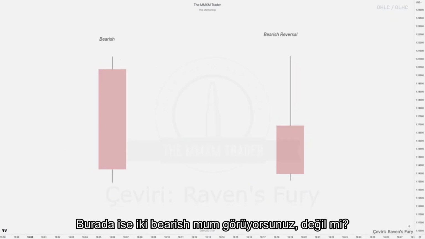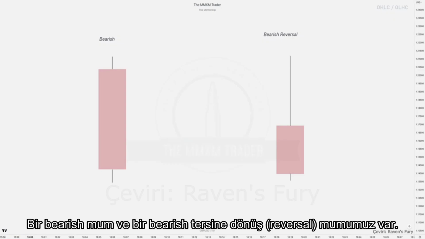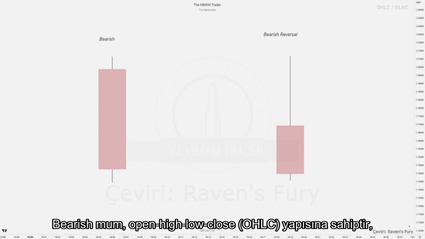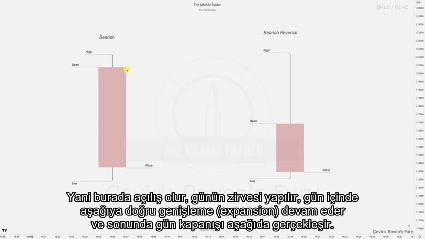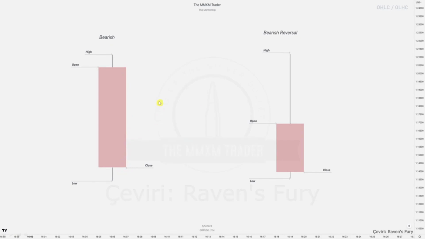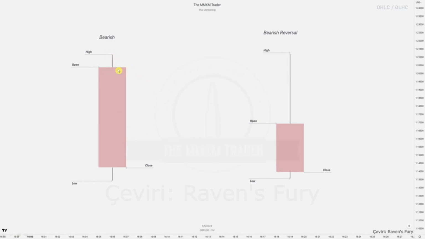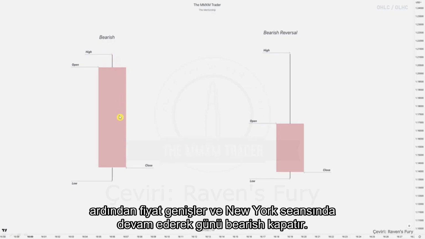So over here we've got 2 bearish candles, right? We've got that bearish candle and a bearish reversal candle. A bearish candle is an open, high, low, close, right? So over here we open up, we create the high of the day, expand lower during the day, and eventually close out the day down here, thus having a bearish candle. Now again, just like with the bullish candles, the high of the day can be formed during London session most of the time, expanding and having a New York continuation to close out the day bearish.